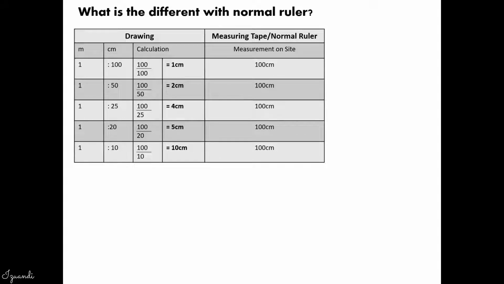Take your scale ruler with the scale of 1 to 50 and check back with the normal ruler. The normal ruler will represent 2 centimeters, while your scale ruler will represent 1 meter.